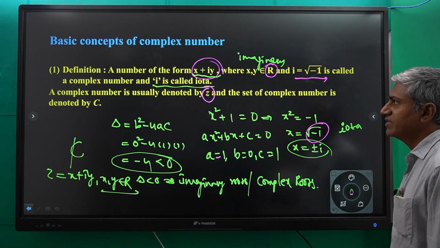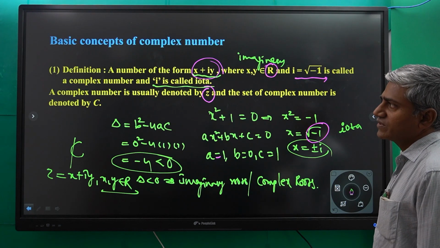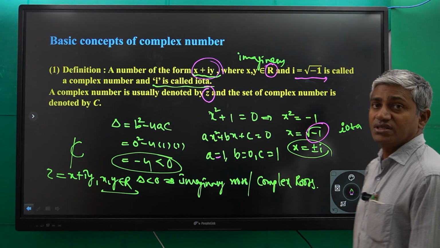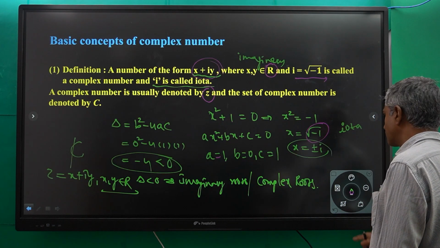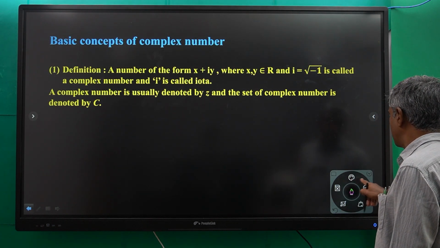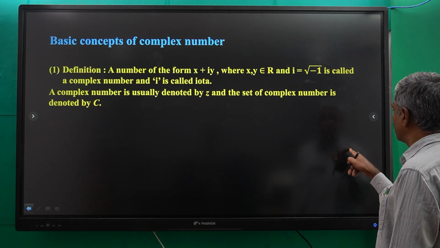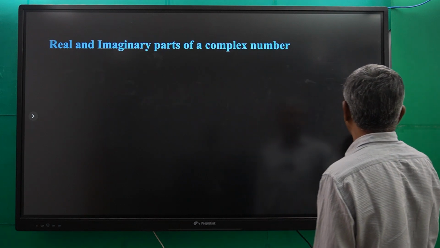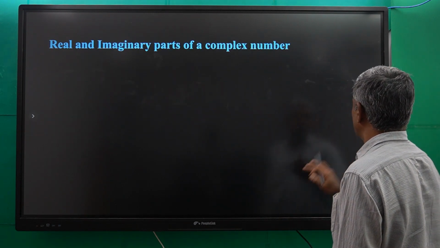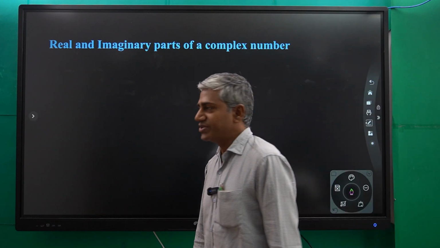So next slide, one of the basic definitions of the set of complex numbers. Now, real and imaginary parts of a complex number. Let's see what the real part is and what the imaginary part is.